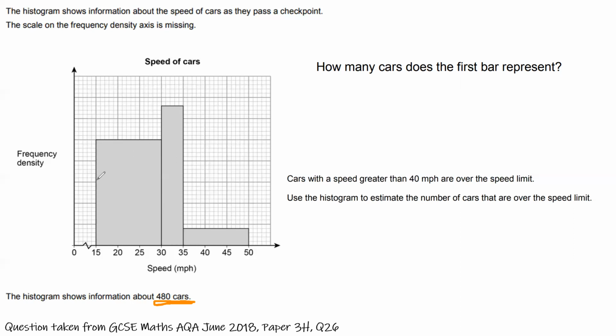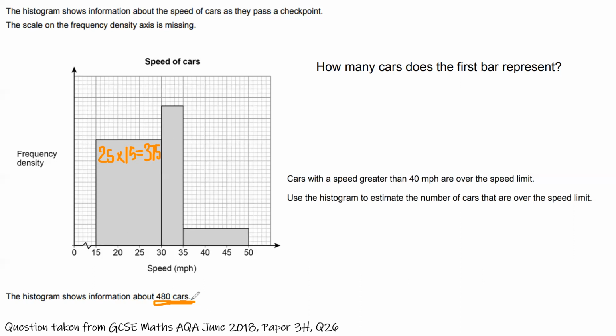For this first one, if we count the number of squares, we've got 5, 10, 15, 20, 25. So the area of this is 25 times 15, and if we calculate that, it equals 375. We can then do the same for the next one, because we need to work out the frequency density, and this is all about ratios.